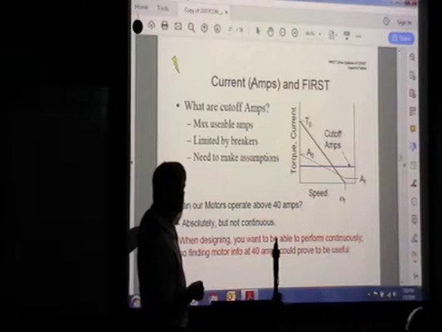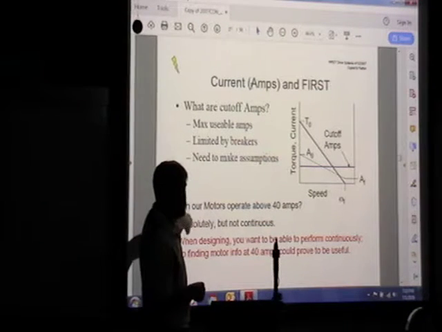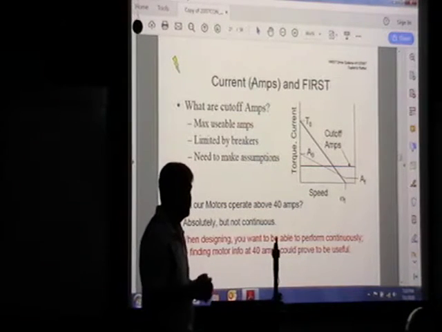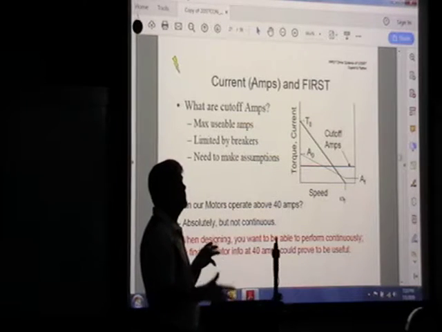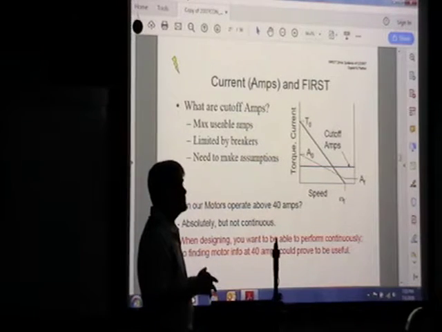So he talks about here, can they operate above 40? Yeah, they can, just not for very long. So you can boost the motor, get it moving, and then you're going to want to drop that current before it blows that breaker.